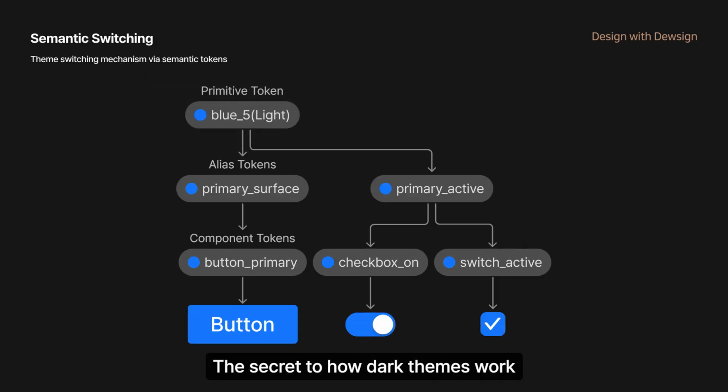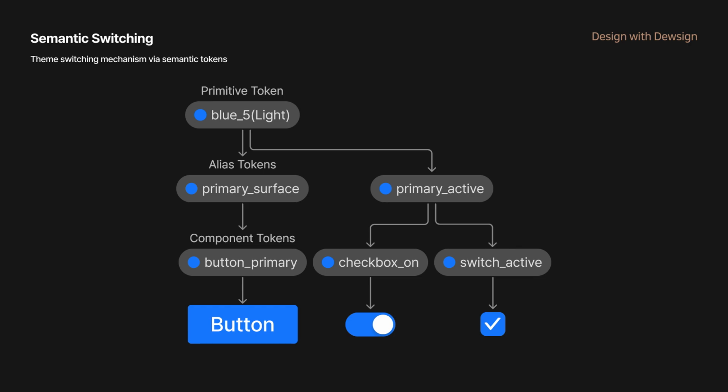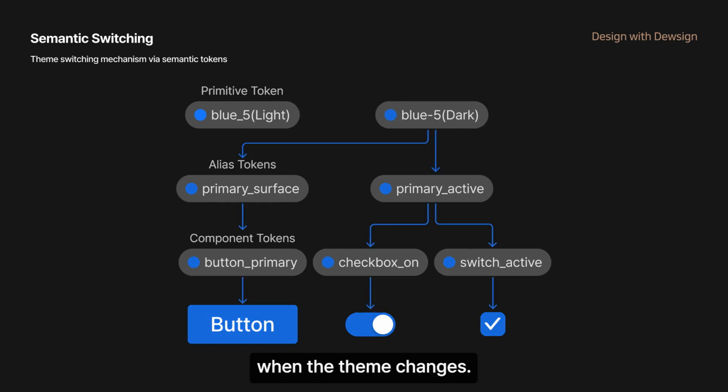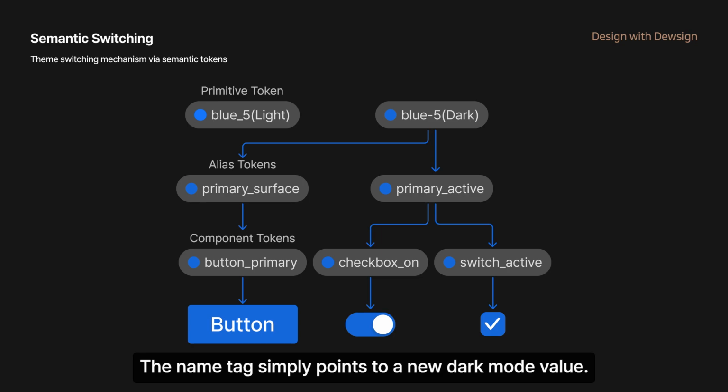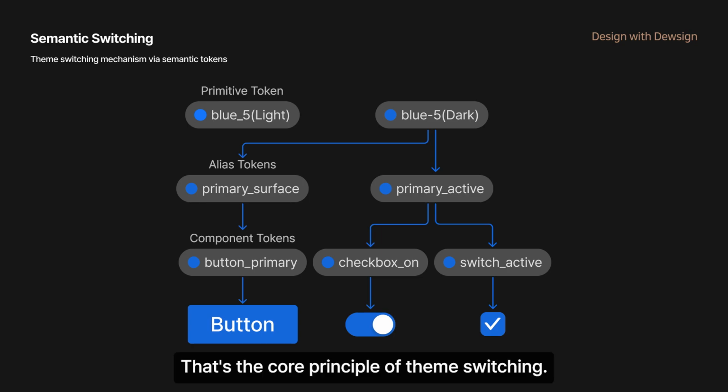name. The secret to how dark themes work is all in the semantic token structure. We design components to look only at name tags, which are our semantic tokens, instead of specific color values. This way, you don't have to edit every single component when the theme changes. The name tag simply points to a new dark mode value. That's the core principle of theme switching.